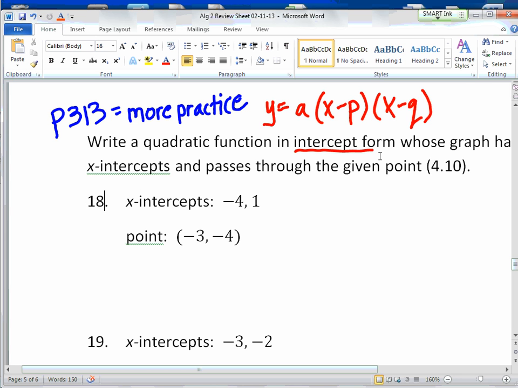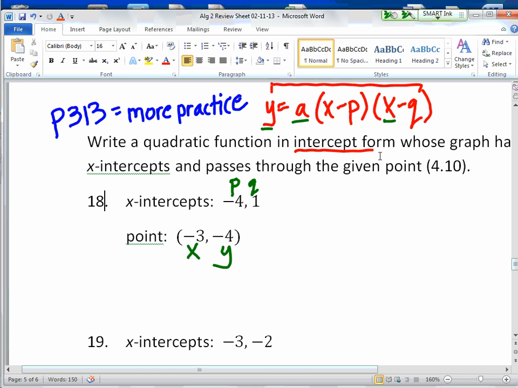Okay, so this kind of equation in intercept form is going to have this form. And p and q are these x-intercepts, and the order doesn't matter for that. For the point, the order matters, so you're just going to plug in x and y into the equation here. This is all still just like the vertex form. It's all in an effort to find a.